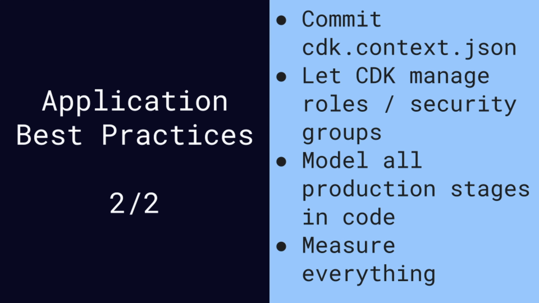Most of the level 2 constructs in CDK have convenience methods to help in the creation of metrics, which you can easily use to generate CloudWatch dashboards and alarms. Use them.